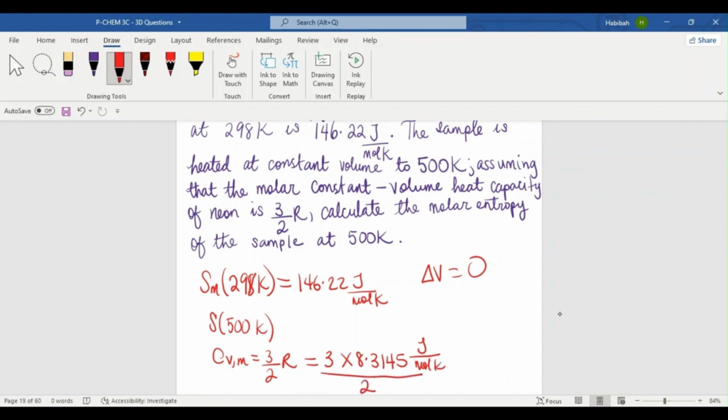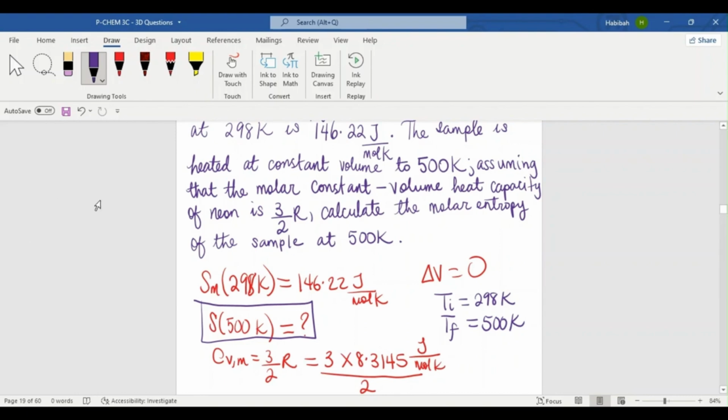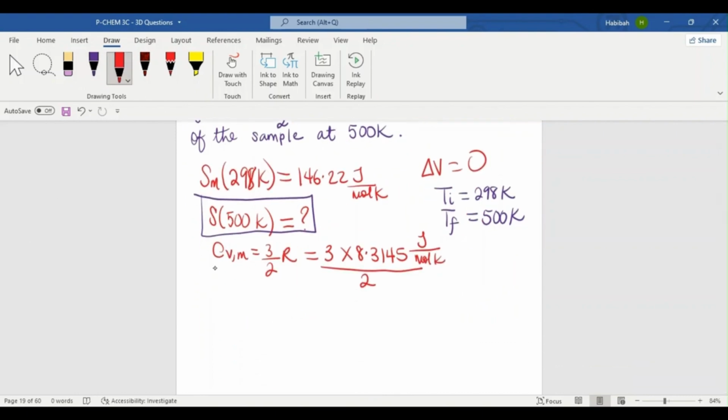Okay, we're now asked to calculate the molar entropy of the sample at 500 Kelvin. So this is actually what we're looking for. What I'm currently boxing is what we're looking for. And we already know that we have an initial temperature of 298 kelvins and a final temperature of 500 kelvins. So to continue our work with the C_V,m, we have to remember that C_V,m is just 3 over 2 times 8.3145. When we put this information in a calculator, we end up getting 12.4718 joule per mole Kelvin.